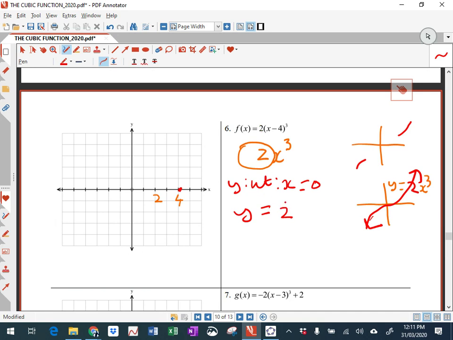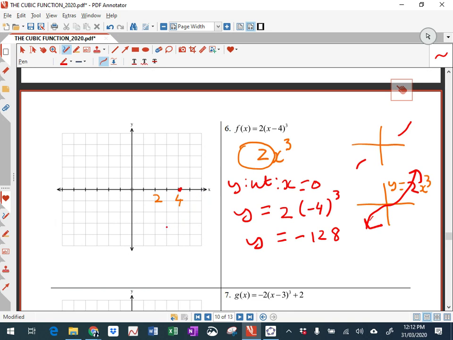Now, if I put in that, I get negative 4 cubed. Now negative 4 cubed is negative 64. So it's going to give you negative 128. That's pretty big. I'm not going to worry about that yet.